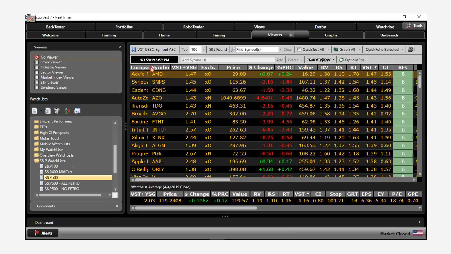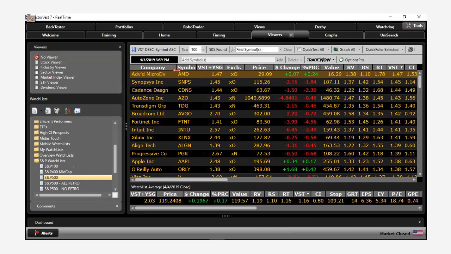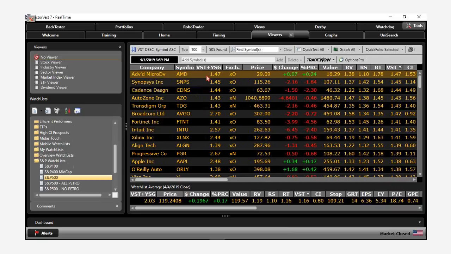Now, this list of stocks is not sorted alphabetically. Okay, it's not sorted randomly either. It's ranked from best to worst based on our proprietary indicator called VST. VST stands for value, safety, and timing. So the stocks in the S&P 500 with the best combination of value, safety, and timing are right at the top of the list. And so I'm going to start my research at the very top of the list.